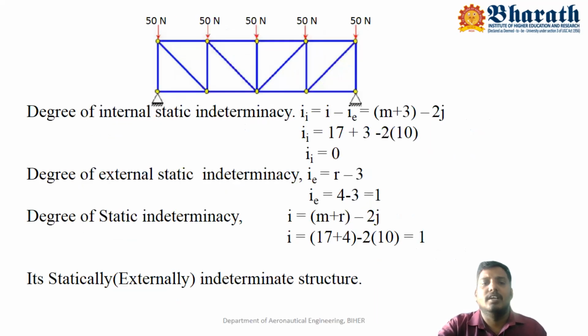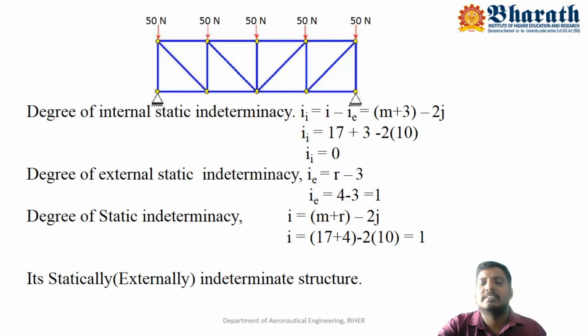Now look at this figure. We provide 2 hinged supports. Therefore, each support will offer 2 reactive forces, so there are 4 reactive forces from the supports. The formula for the degree of external static indeterminacy is r minus 3. With 4 reactive forces from the supports, 4 minus 3, we will get 1. Therefore, the external static indeterminacy is equal to 1. But the structure is internally statically determinate.